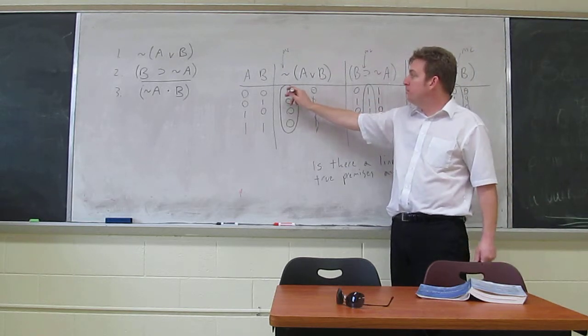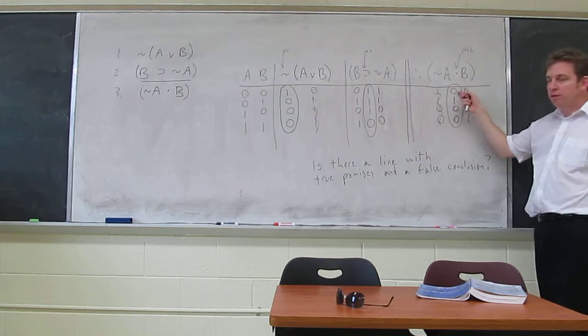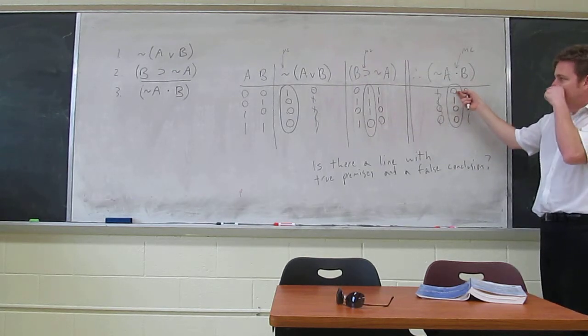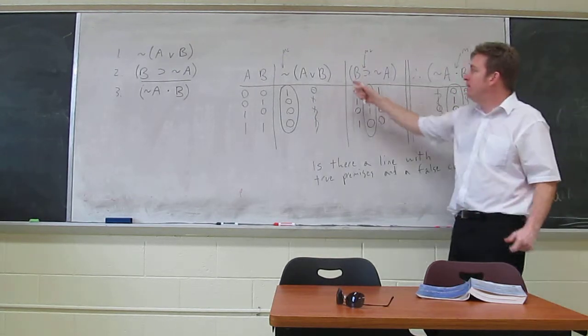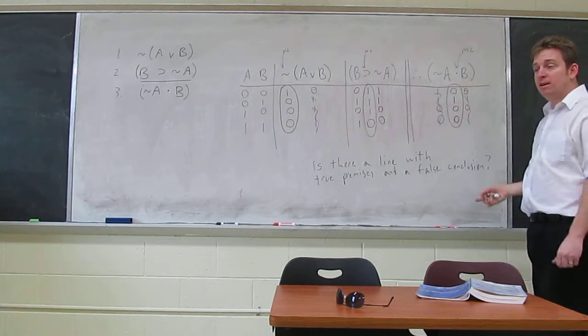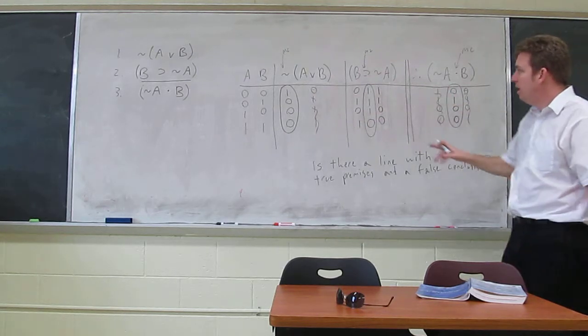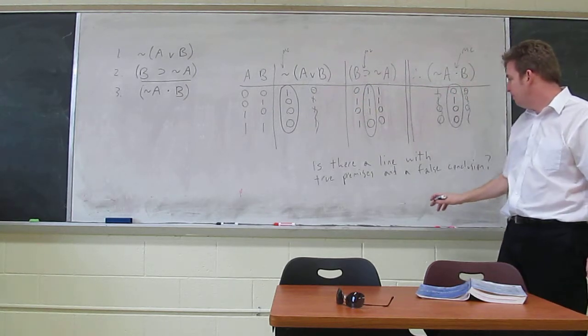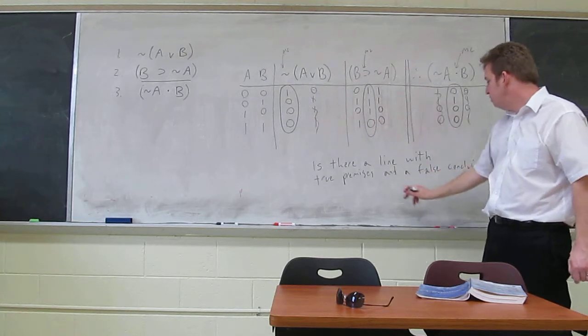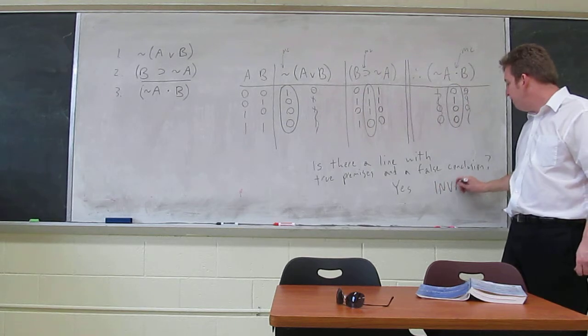First premise comes out true. Second premise comes out true. Conclusion, false. In other words, it's possible to make this true and this true while still having this be false. That means the argument is invalid. It could have true premises and false conclusion, and we can prove that by looking at that first line there. Is there a line with true premises and false conclusion? Yes. So this argument is invalid.